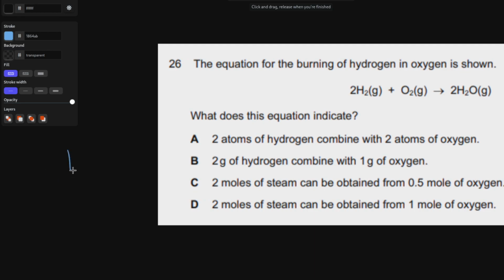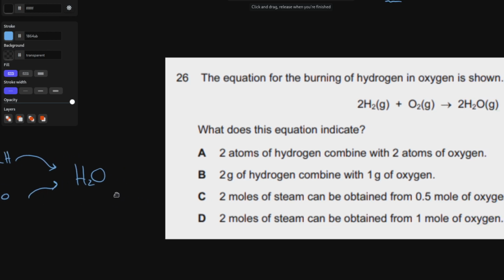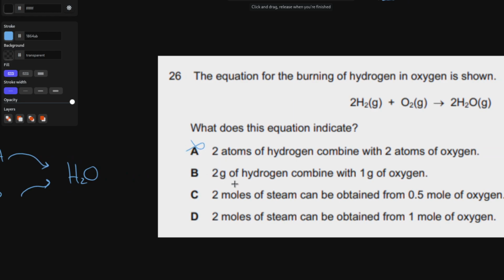If we talk about hydrogen, or if we talk about water, then we will say that it has two hydrogens and one oxygen bonding together. So this is incredibly wrong. This is not the case. Part number 2 is saying 2 grams of hydrogen combined with 1 gram of oxygen. If we were to use this in terms of moles, then we will not get the correct answer.